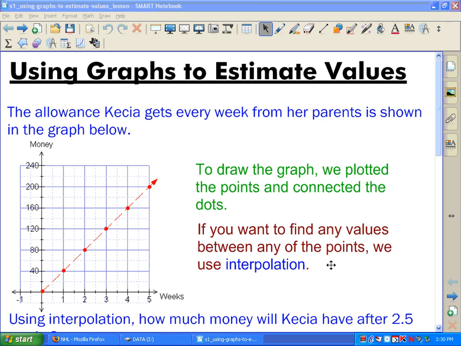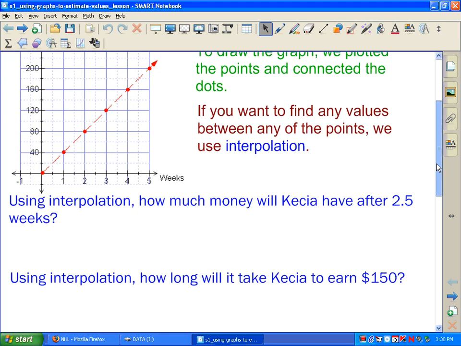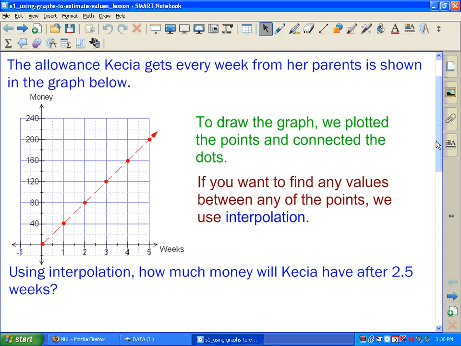But if we want to find any values between the points that we're given, this is called interpolation. Now, using interpolation, how much will Keisha have after 2.5 weeks? To do a question like this, we want to find 2.5 weeks, which would be right here, and we go up the graph until we hit the line. Once we hit the line, we go all the way to the left and find that the answer is right here.